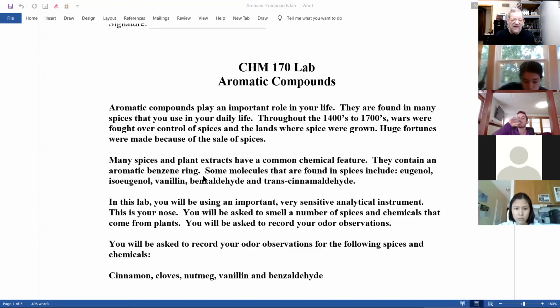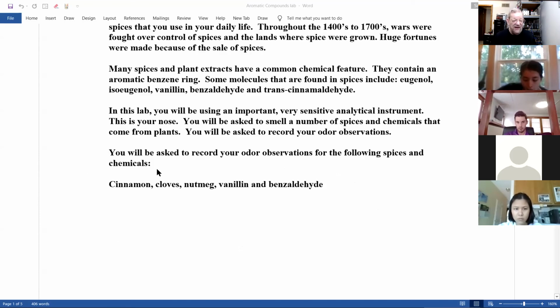All right. Now, many spices and things that come from plants, extracts they're called, contain an aromatic benzene ring in them. And the molecules found in spices are eugenol, isoeugenol, vanillin, benzaldehyde, and trans-cinnamaldehyde. In this lab, you'll be using an important, very sensitive analytical device, your nose. But you know how sensitive your nose is, very.